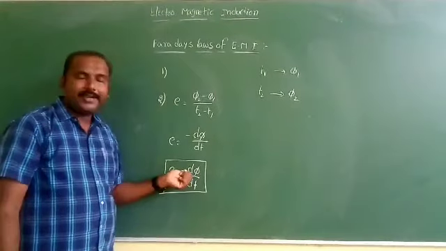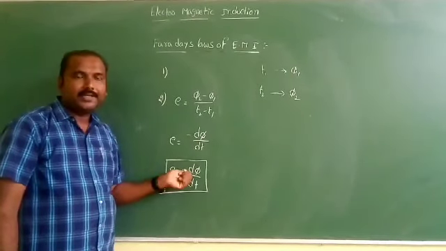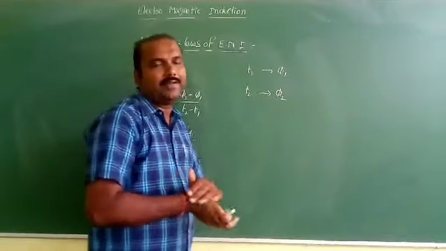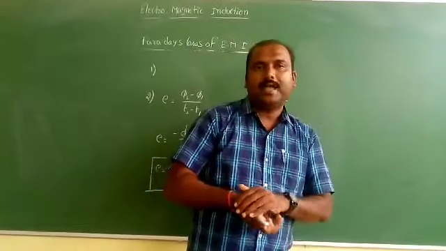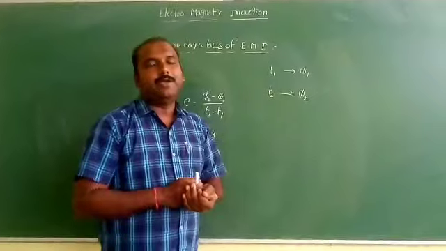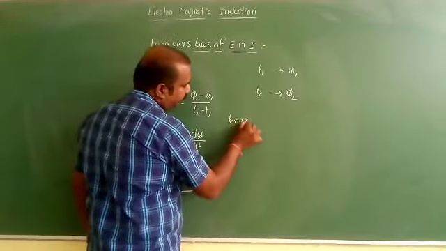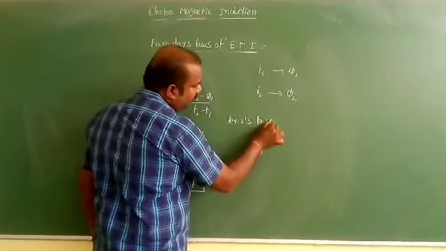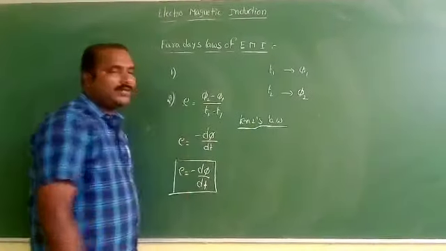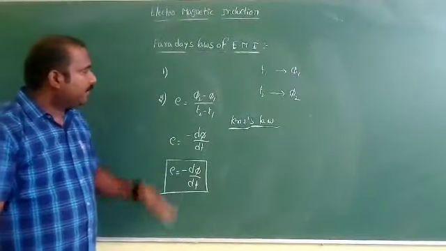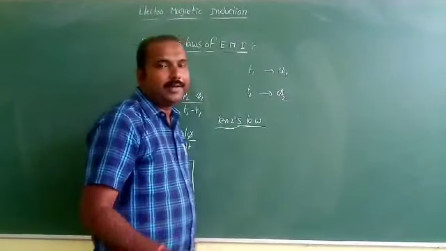And here the negative sign indicates the induced EMF tries to oppose the change in magnetic flux that is produced in the circuit, and this we can find by using one more law. That law is called Lenz's law. By using that law, we can know why you got this minus sign and everything. So once again, all of you must recollect those 2 points. What are the 2 points?